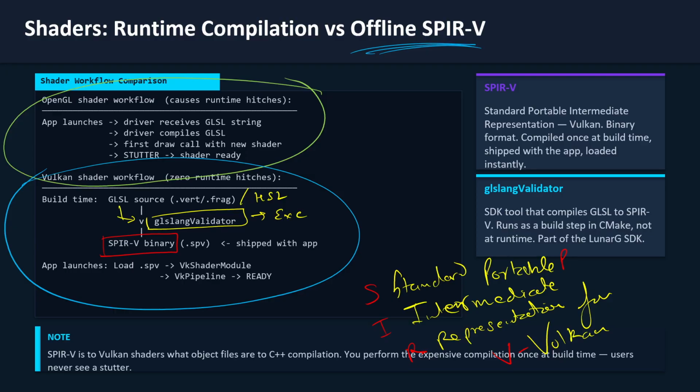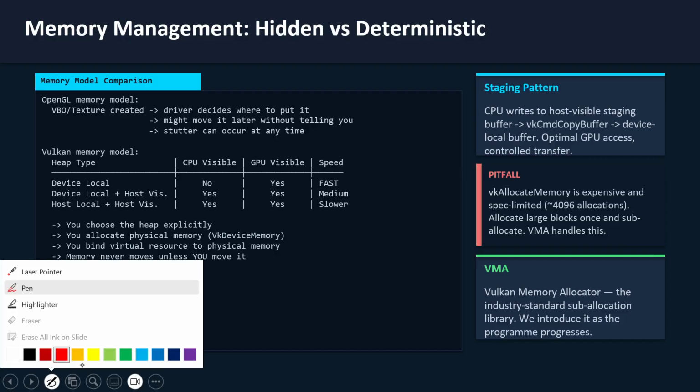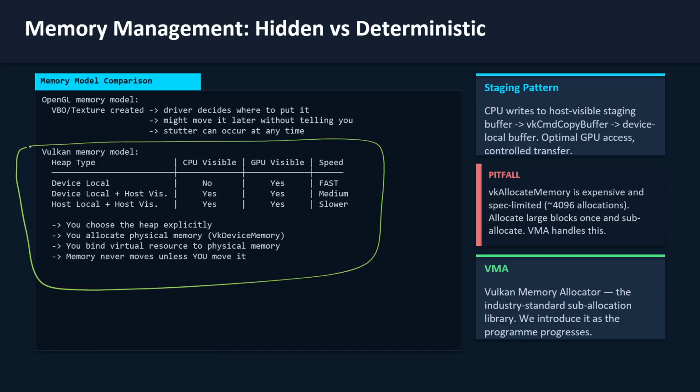All right. Now with this one, I think we are almost at the end of our slides. This is the last slide, and here we are comparing the memory models of Vulkan and OpenGL. So this is the Vulkan model, and this one is the OpenGL model.